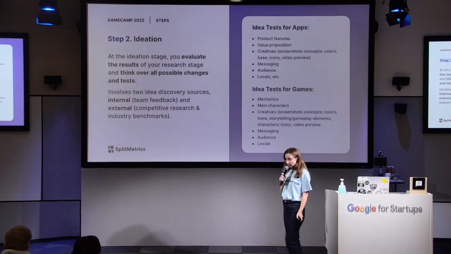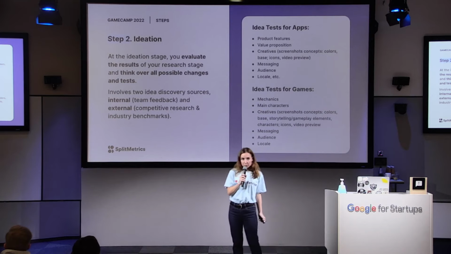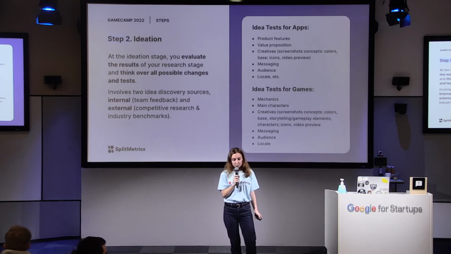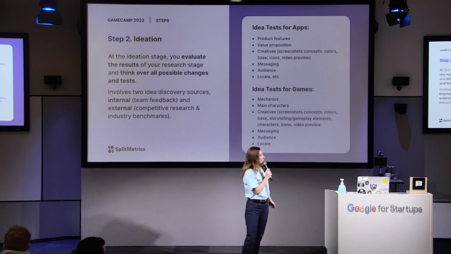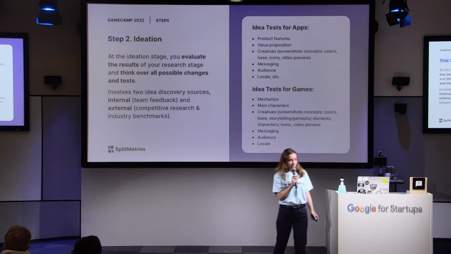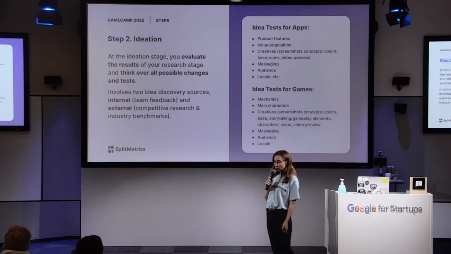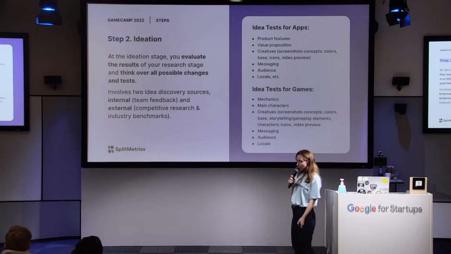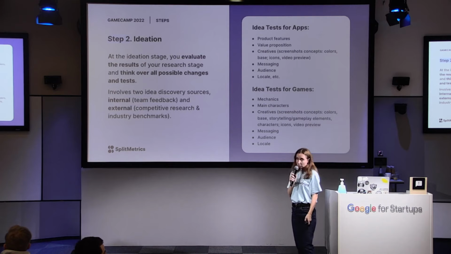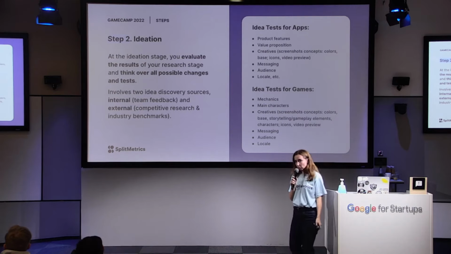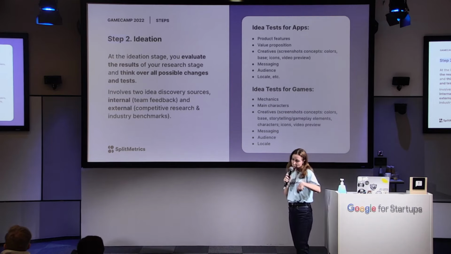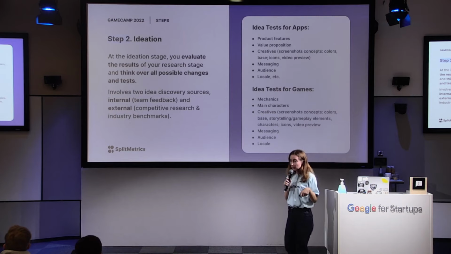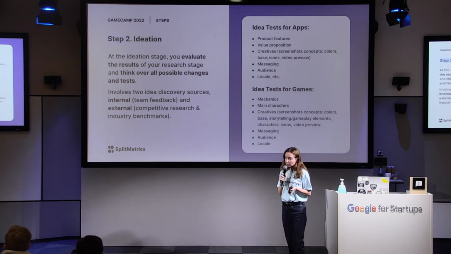Stage number 2, ideation. The first one was research. Now you have to create a list of ideas. There are 2 sources of ideas for your test: external, which I already told you about, and internal. You can look at your data or ask an analytics person to bring you some ideas from internal data. But if you're running out of ideas, I collected a list of ideas that you could just pick and test.